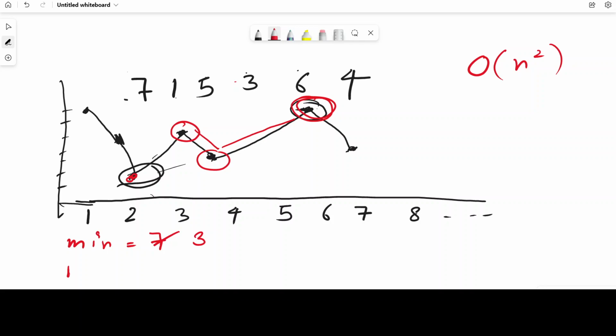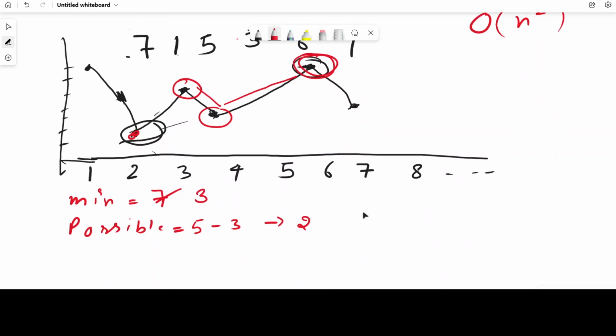So I can say my possible profit is, next element is 5, 5 minus 3, which is 2, right? This is my possible profit. Next element comes to be 3. I can again find the possible profit, right? This is the possible profit, and I will maintain a global profit as well. Current global profit would be 2.